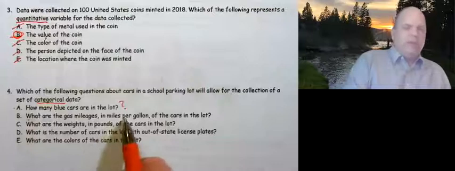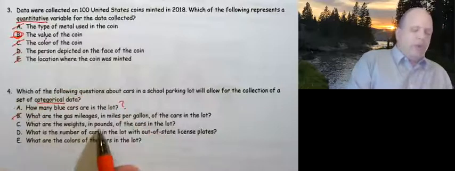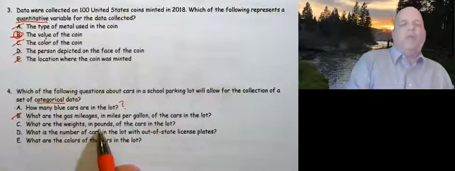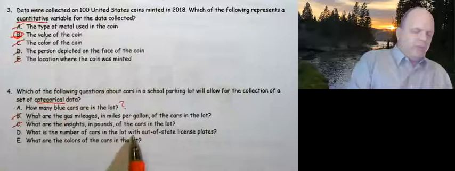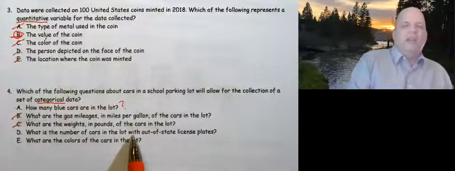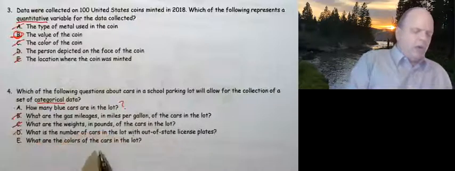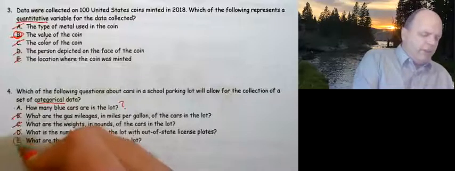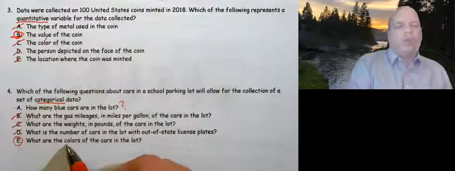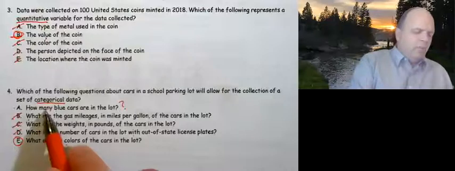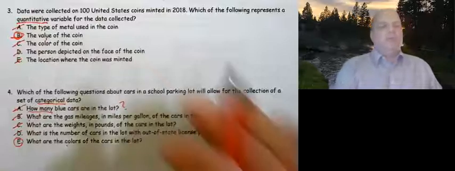What are the gas mileages in miles per gallon? That's definitely numerical. What are the weights in pounds? Okay, again, we're measuring, so measurement is going to be numerical. What is the number of cars in a lot without a state license plate? So again, we're numbering, so numerical. What is the color of the cars? Oh, this is definitely it, because now we're not looking for a number, we're asking for the colors. So we're asking for a quality characteristic. So E is our best answer. And once again, A said how many, so it was looking for numerical. And so that's why A was not our best choice.